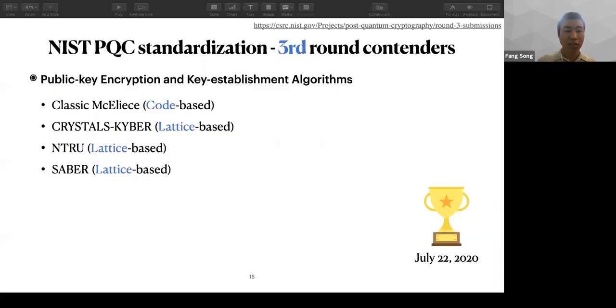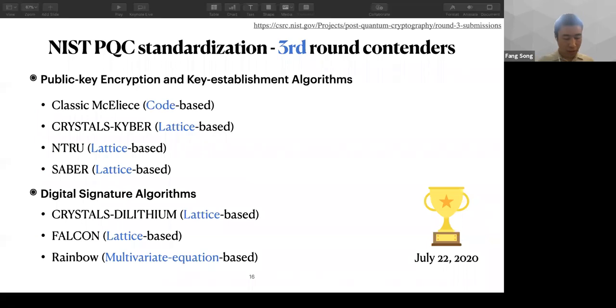Okay, well, anyways, let's look at the positive side and congratulate the third round winners. So there are 4 candidates for public key encryption. 3 of them are lattice-based and 1 is code-based.